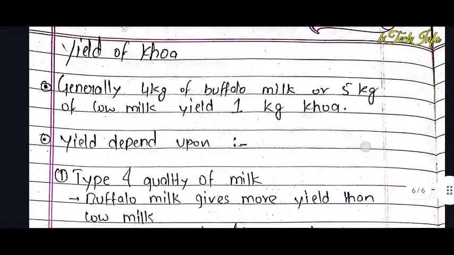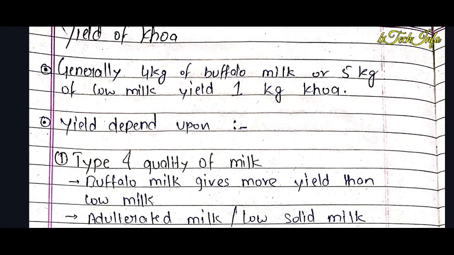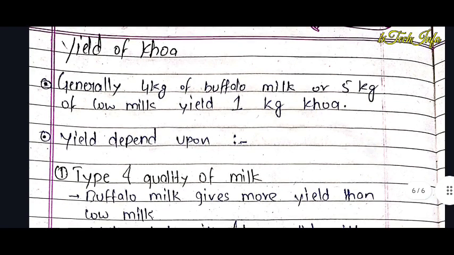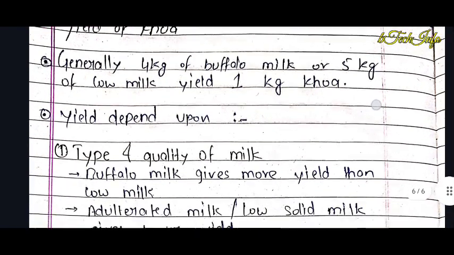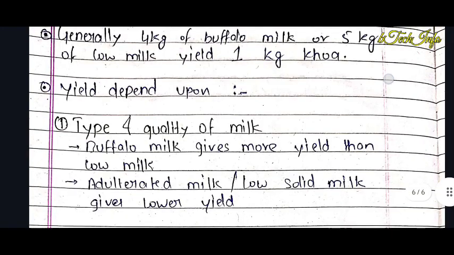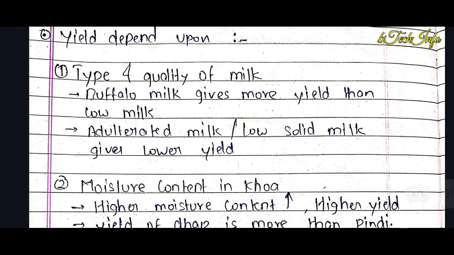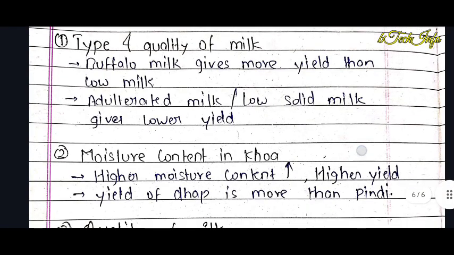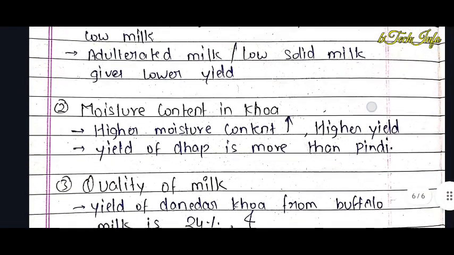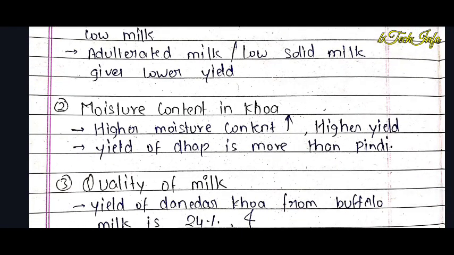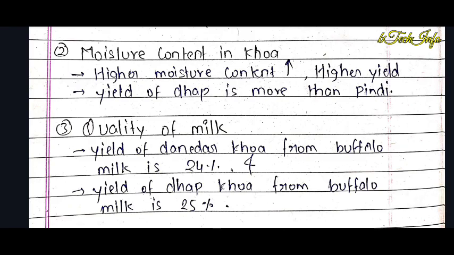Now we see the yield of Khoa. Generally 4 kg of buffalo milk or 5 kg of cow milk yields about 1 kg of Khoa. Also, yield depends upon the type and quality of milk. Buffalo milk gives more yield than cow milk, and if the milk is adulterated or has lower solids, it gives a lower yield. Also the moisture content in Khoa. If moisture content is higher, the yield should be higher, like in dhap. Yield of dhap is more than pindi. It has more moisture, so more yield.